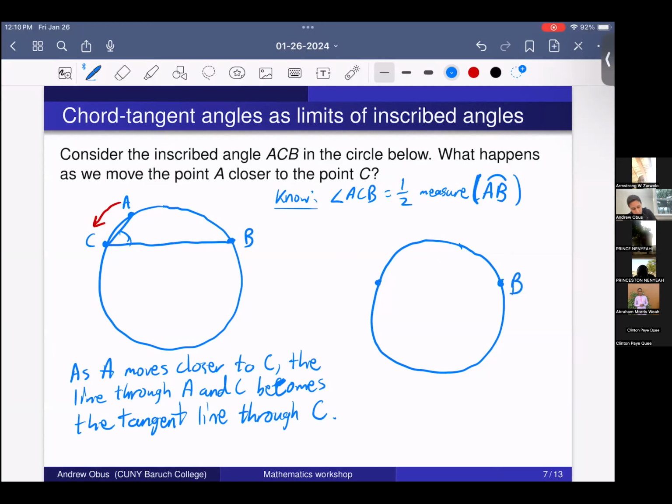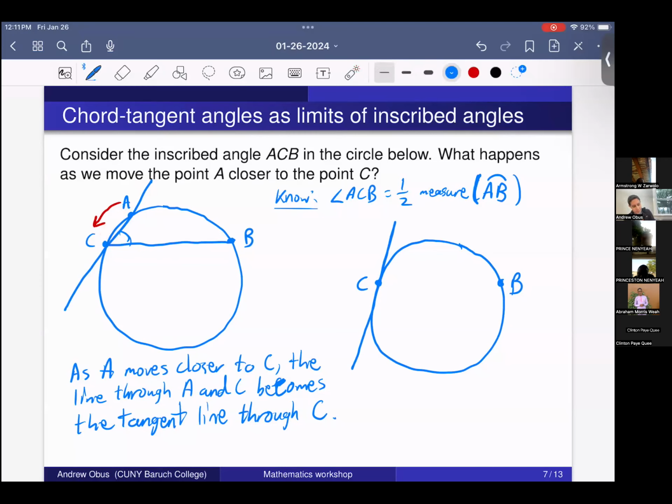The angle gets bigger, as James said. And really, as A moves towards C, we're going to get the line through C and A, and all of these lines through C and a close by point. And as A gets very close to C, the line in the end actually becomes this tangent line. Okay, maybe I'll draw the whole line instead of just the line segment. So maybe you can see, as I move A closer to C, what happens to this line through C and A is that it becomes the tangent line, right?